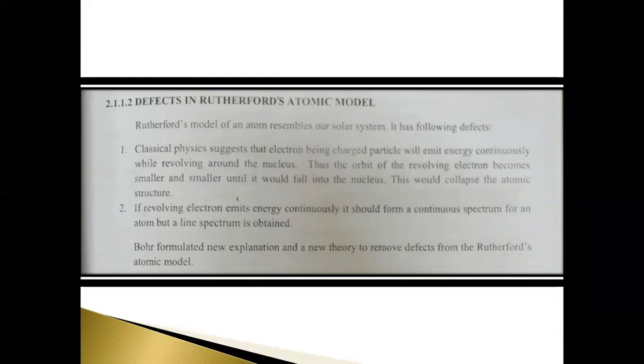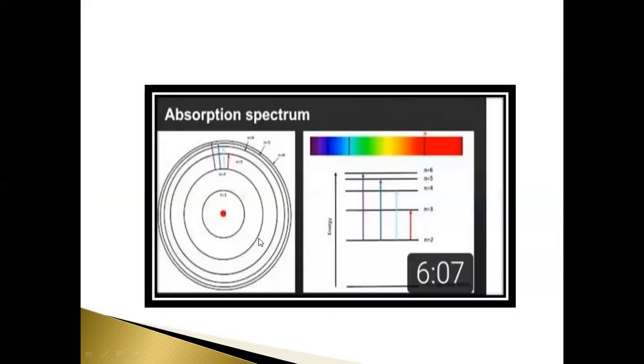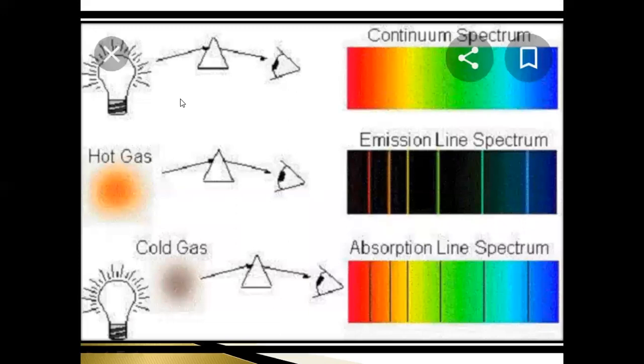Second, if a revolving electron emits energy continuously, it should form a continuous spectrum for an atom, but a line spectrum is obtained. Spectrum, you know, when light passes through a prism, it disperses into different colors, and that dispersion gives us a spectrum. This pattern of color is called a spectrum. So according to Rutherford, as the electron revolves around the nucleus, it emits energy continuously, so it should give a smooth or plain spectrum.